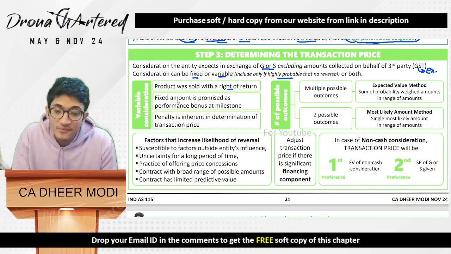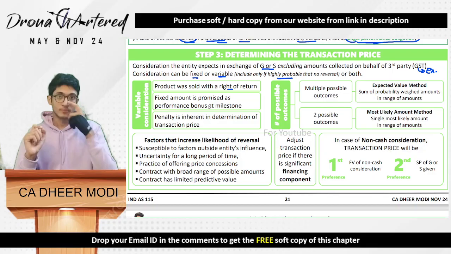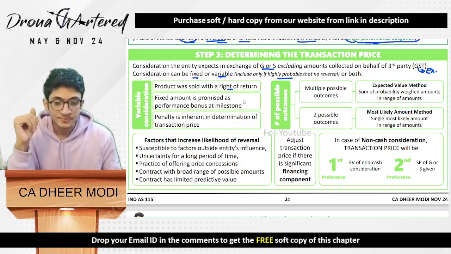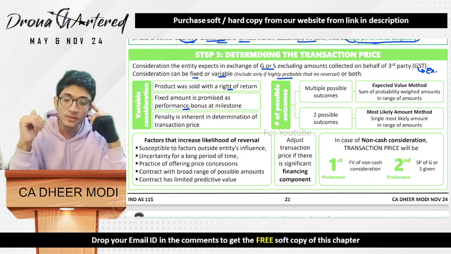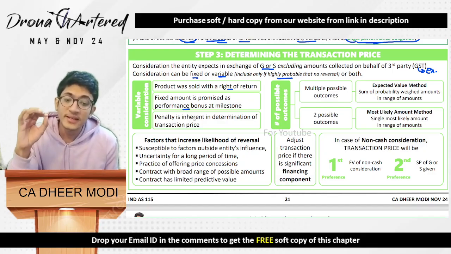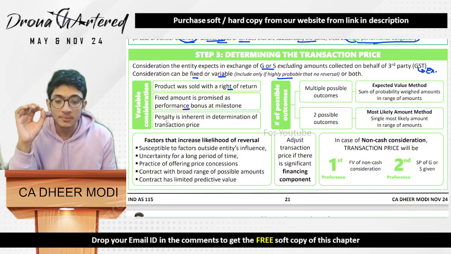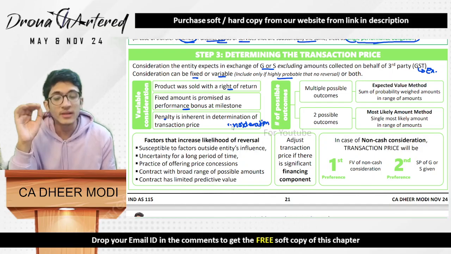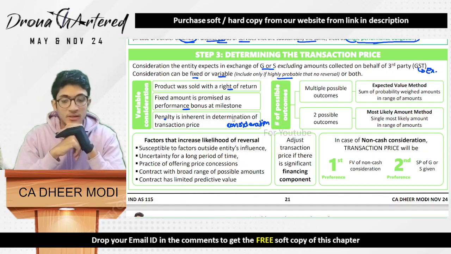Or say for example, a fixed amount is promised as a performance bonus at a milestone. So if there is any payment based on your performance, in such a case, this will be considered variable consideration. And last is a penalty inherent in the determination of the transaction price. If a penalty plays a significant part, then of course your net consideration will increase or decrease because of the penalty part. So therefore, this will also be considered a variable consideration.